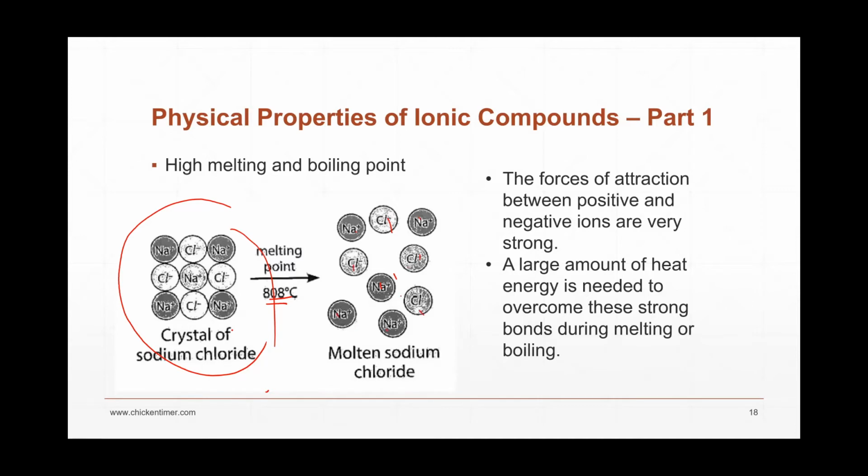Why it has a high melting and boiling point is because the forces of attraction between the positive and negative ions are very strong. So a large amount of heat energy is needed to overcome these strong bonds during melting and/or boiling. If they ask you why sodium chloride has a high melting and boiling point, write something like this. If they ask why magnesium chloride has a high melting and boiling point, also write something like this, but your answer needs to change a little bit to answer the question.